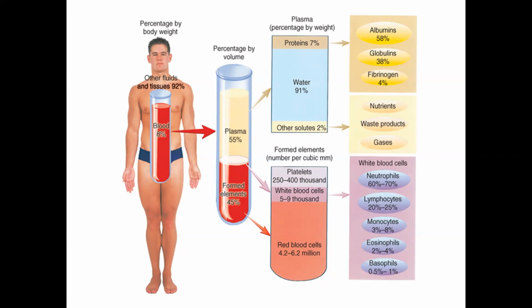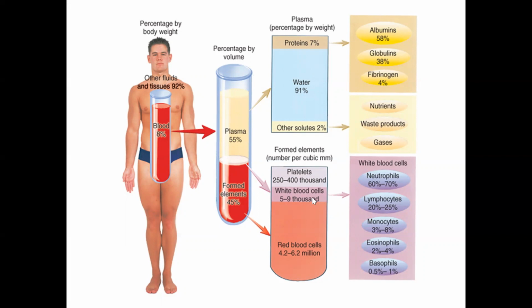There is about 4.2 million to 6.2 million red blood cells in each cubic millimeter of a blood sample, or a 1 ml of a blood sample. The 4.2 is the normal value for a female, and the 6.2 million red blood cells in 1 millimeter of blood is the normal value for a male.